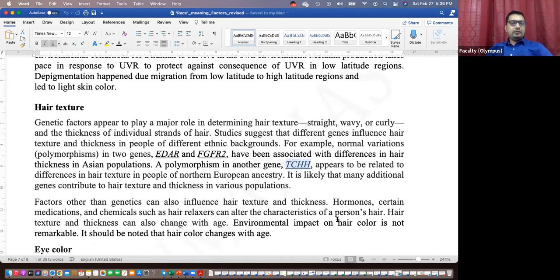But many factors can influence this, not just the genes, such as hormones, certain medications that we take, and chemicals. People do apply a lot of hair relaxers, correct? So a lot of components may change the nature of our hair, not just the genes: hormones, chemicals, medications, etc. And age. With age also, the density of the hair changes, and grayness appears in the hair with aging.